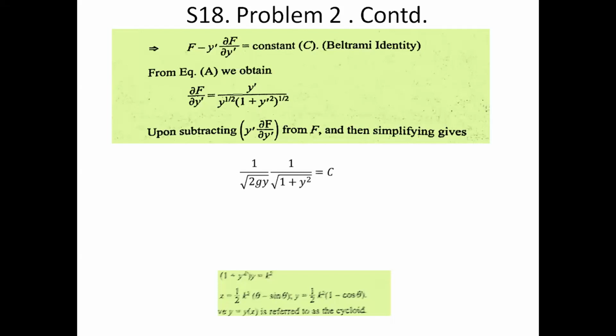This equation could be parameterized by a parameter theta, and the parameterization with parameter theta shows that the curve y as a function of x is a cycloid. So a particle moving from point A to point B under gravity only, in the absence of friction, will follow a path for minimum time. The path will be a cycloid.